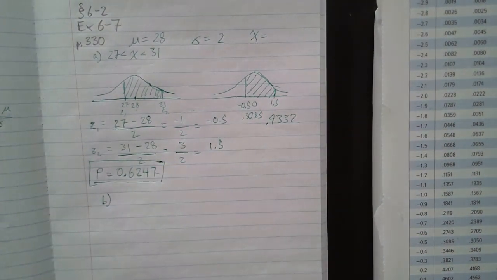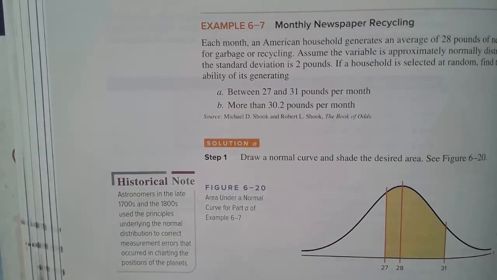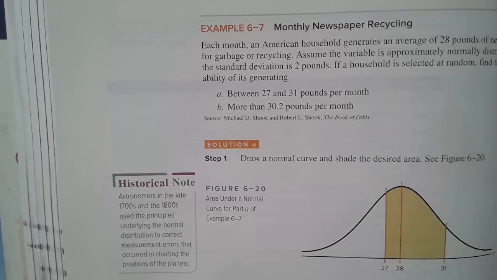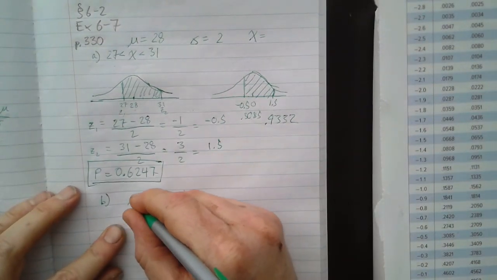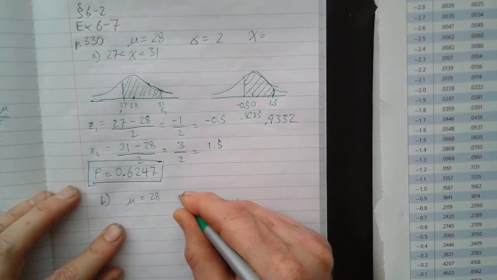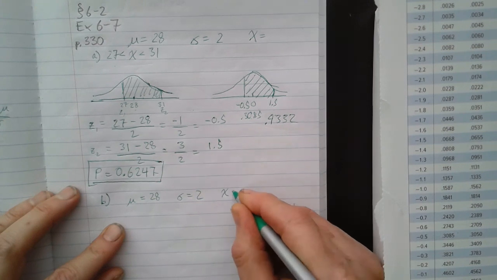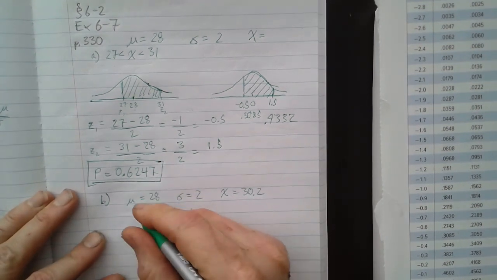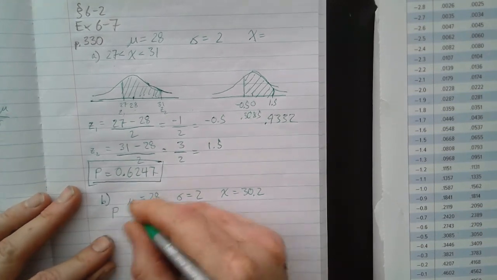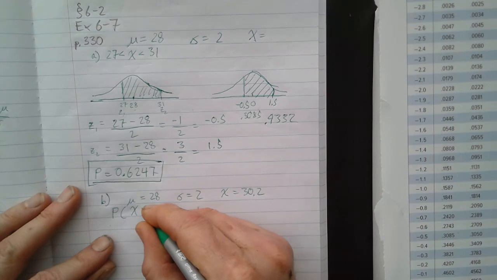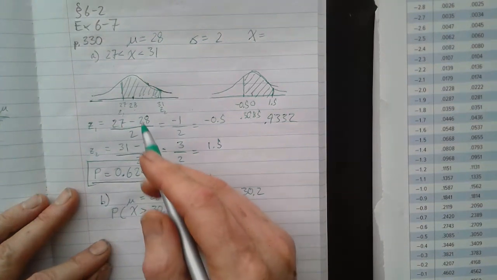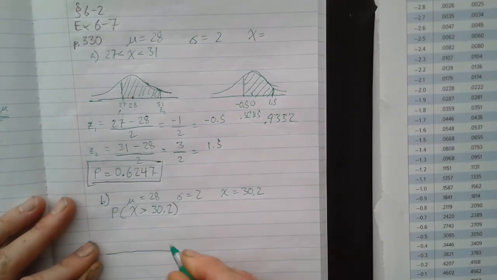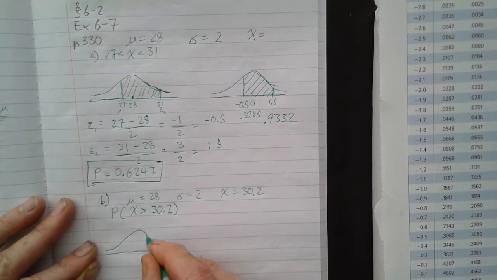All right, so this one, just bring the book back, said, what's the probability we're going to be generating more than 30.2 pounds per month? So more than 30.2 pounds per month. All right, quickly identifying key values. Mu is still 28, sigma still 2, and now the x is 30.2. So we're looking for the probability that our x is greater than 30.2. So basically, that's the question that we're looking at with our distribution.